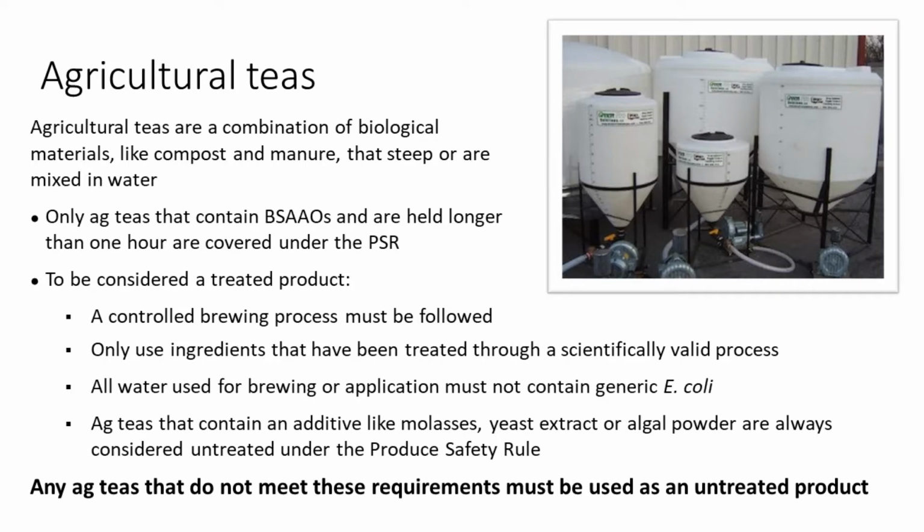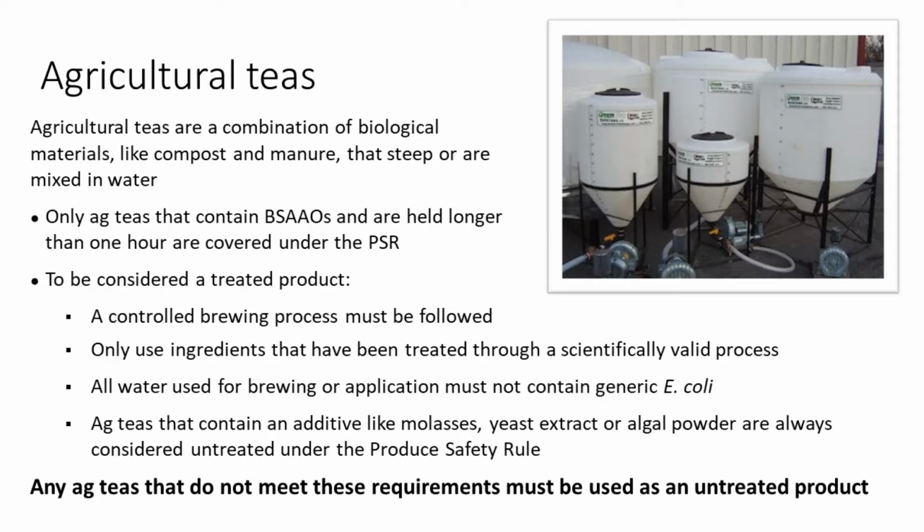So we wanted to talk a little bit about agricultural teas. We do see them used pretty frequently on farms here in Colorado. And so these ag teas are made by combining biological materials together and then steeping them or mixing them with water in some way. And so I thought it'd be important to cover the way that the produce safety rule identifies ag teas.